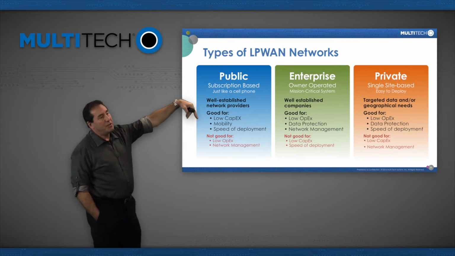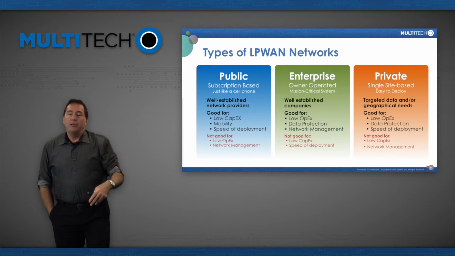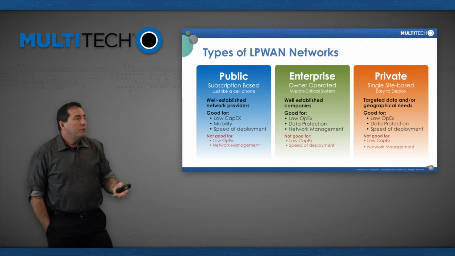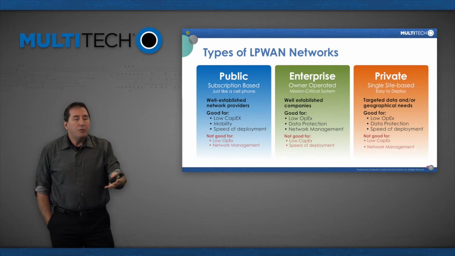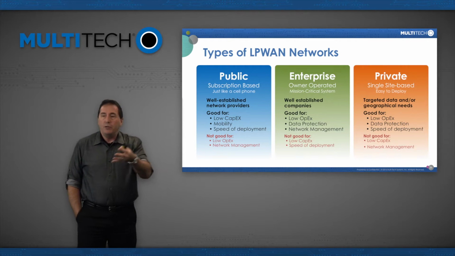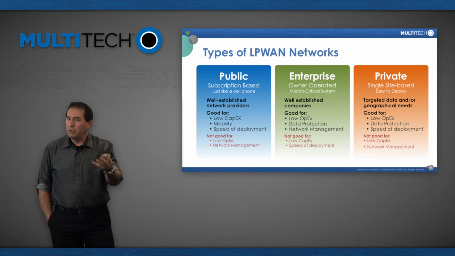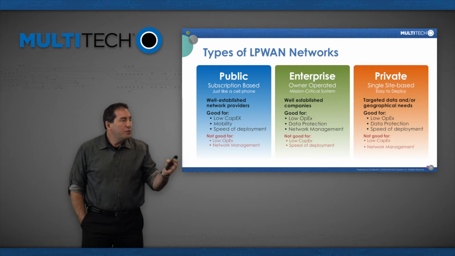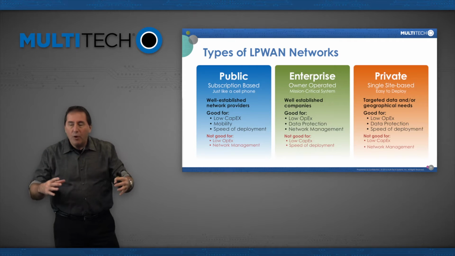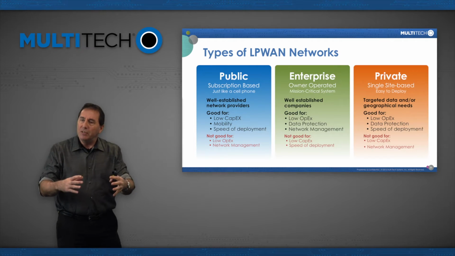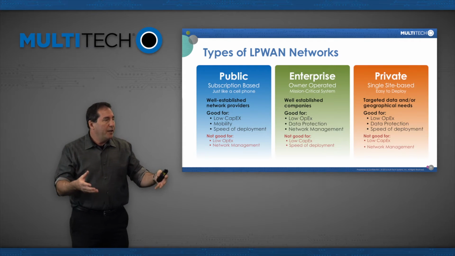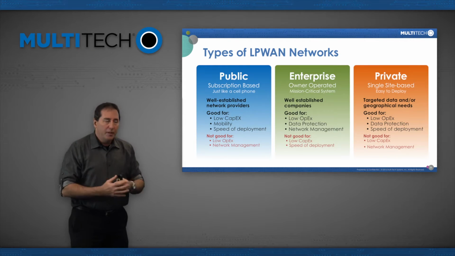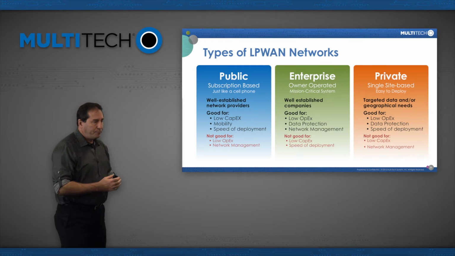Let's flip over to the private side, the opposite end. Private networks are, let's say you have a business, and you want to monitor your freezer and your fresh food area, if it's a grocery store, or you want to monitor something else, and it's really geographically constrained, maybe one building, maybe a small area, and you want that data for your own uses. So you set up a private network.